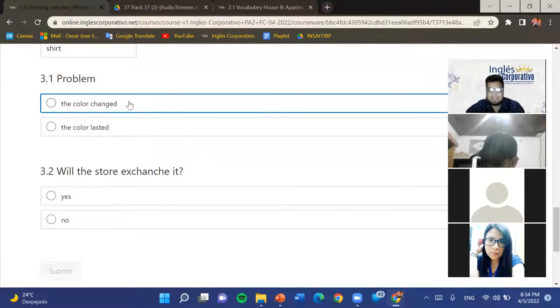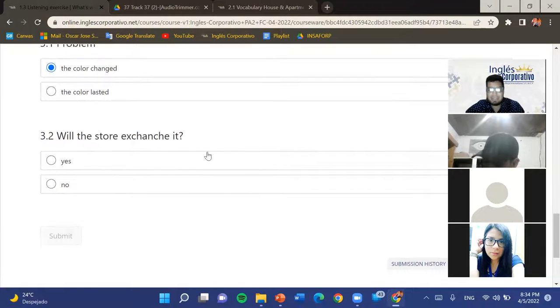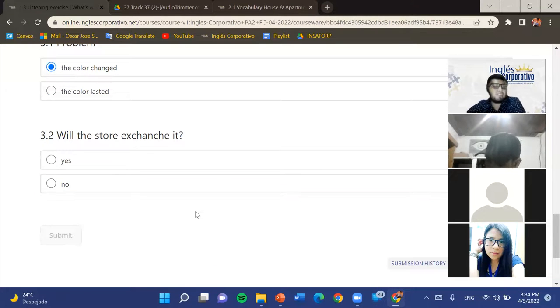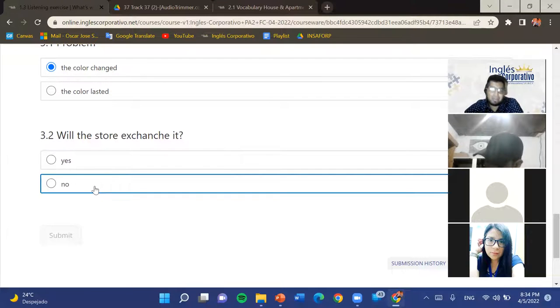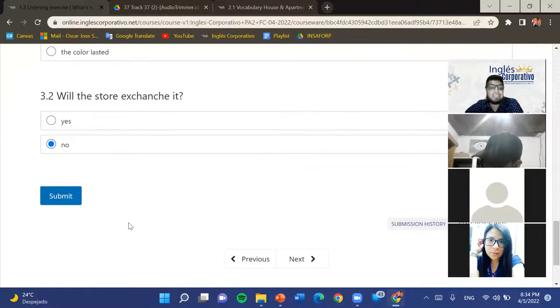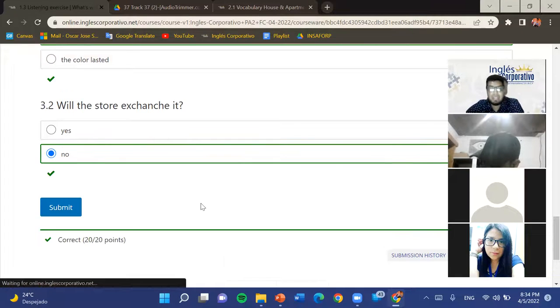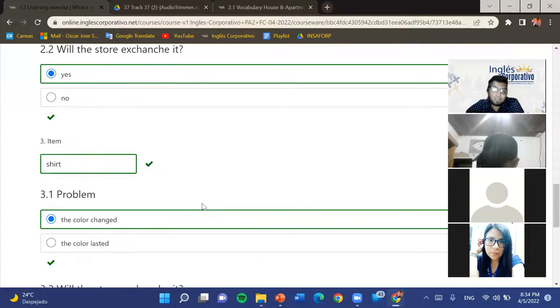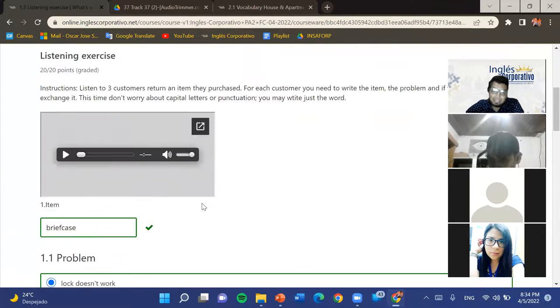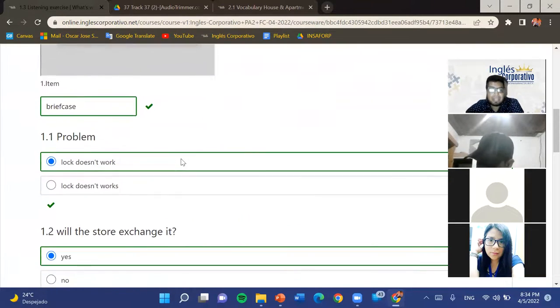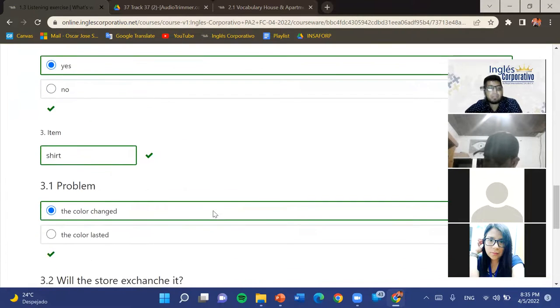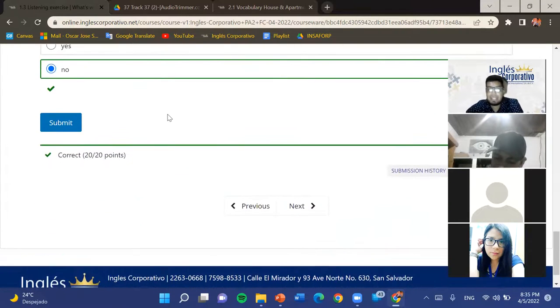The color change, very good. And is the store going to do anything? Are they going to exchange the product? No, because the guy didn't read or follow the washing instructions. Yes, unable. Yeah, the store cannot do anything about it. All right, very good. So we have all the items properly answered.